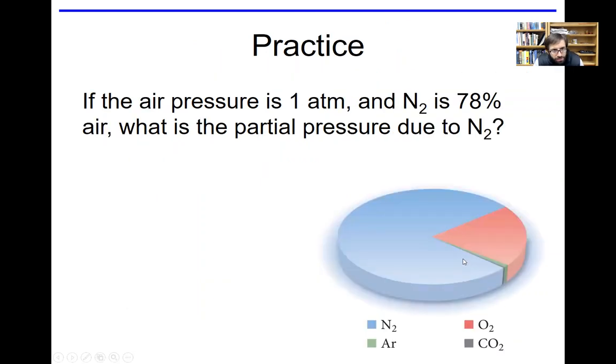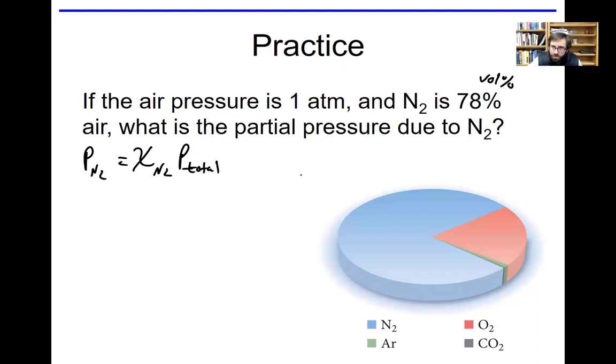All right, so here's a very simple question. If the air pressure is 1 atmosphere and nitrogen is 78% of air, what is the partial pressure due to nitrogen? So we're going to use the formula that we just went over, that partial pressure of any gas, in this case we're asked about nitrogen, is equal to the mole fraction chi of that gas times the total pressure. And now it's given to us in percentages, and this is a volume percent we're assuming.